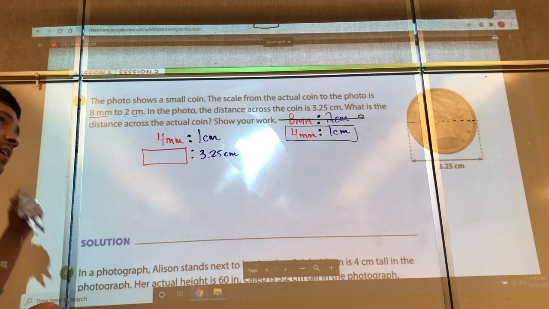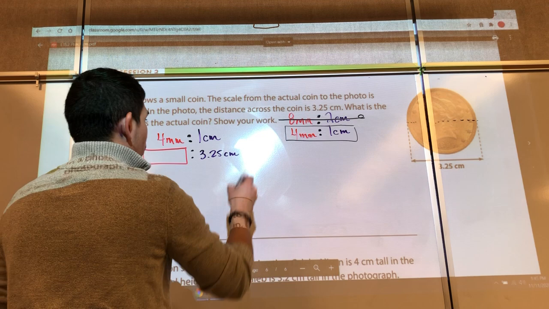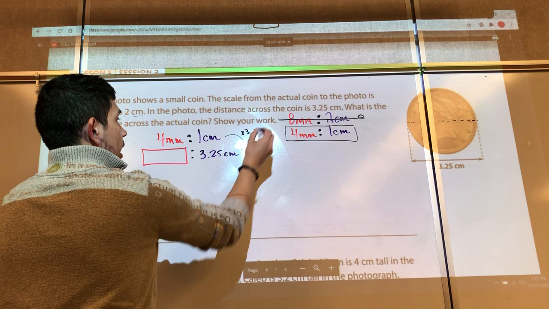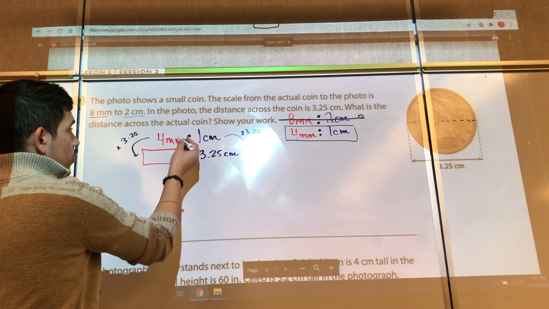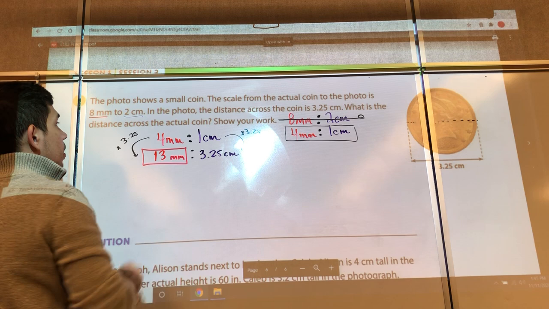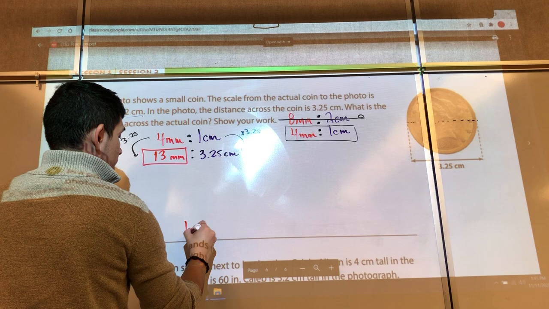Okay, so we're gonna take 1 centimeter times what gives us 3.25? We're gonna multiply by 3.25. Now this is an easy one. 0.25 times 4 is 1. 4 times 3 is 12. 12 plus 1 would be 13 millimeters. Okay? So what is the distance across the actual coin? We're going to say 13 millimeters.